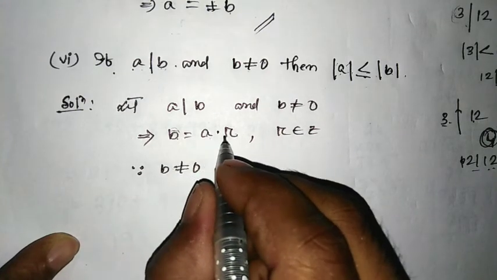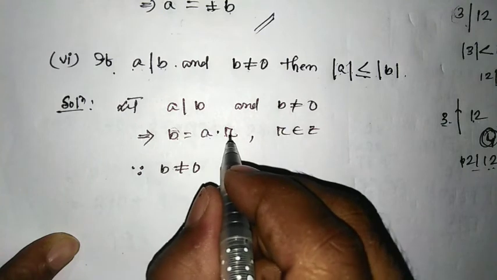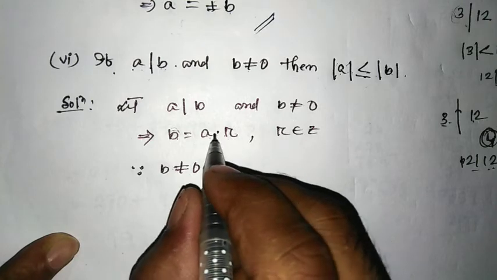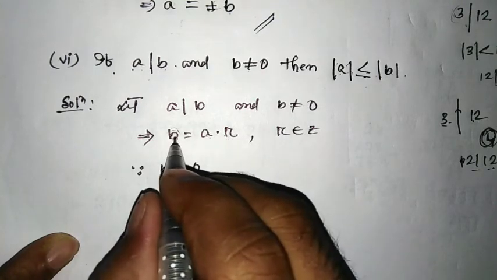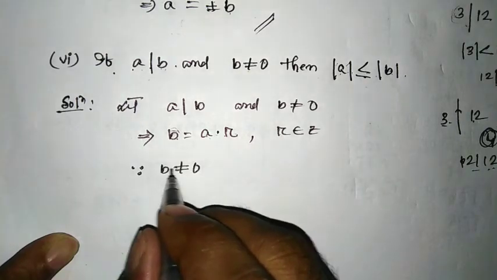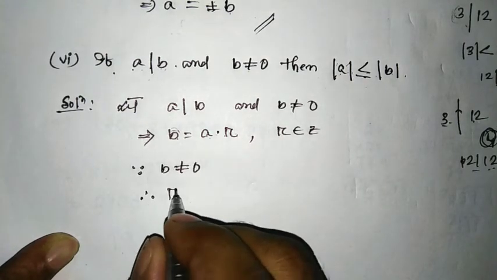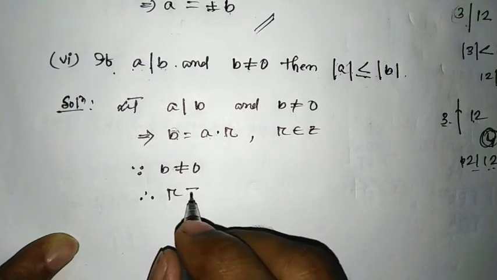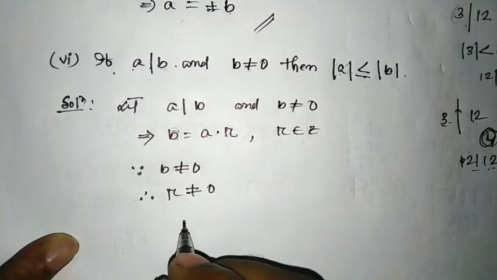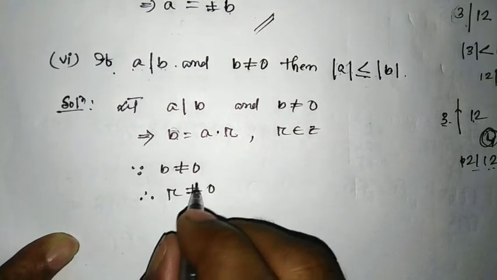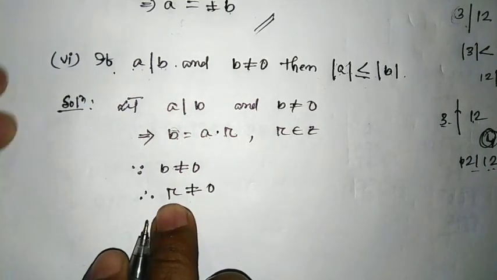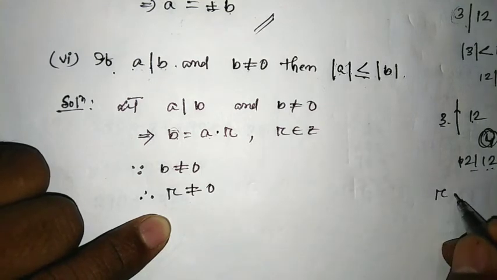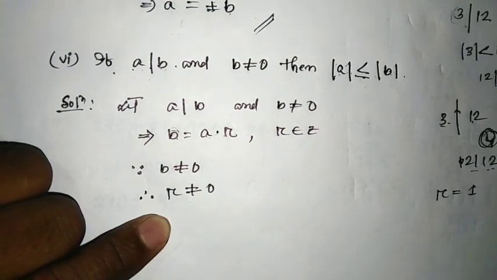That means if B becomes 0, then A into 0 will be 0, and in that case R will be 0. But here B is not 0, so A into something, that something must not be 0. If we consider 0, then A into 0 will be 0, then the value of B will also be 0. Since B is not equal to 0, therefore we can write R is also not equal to 0.